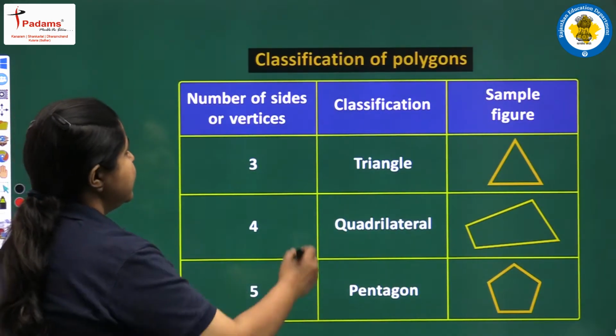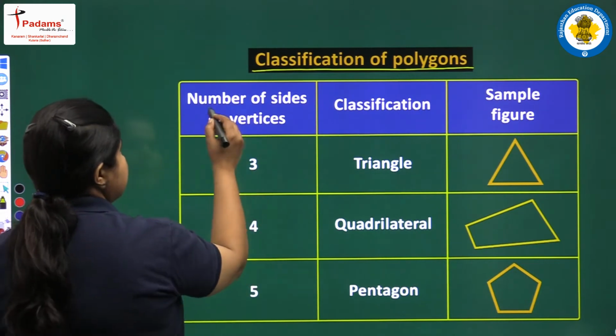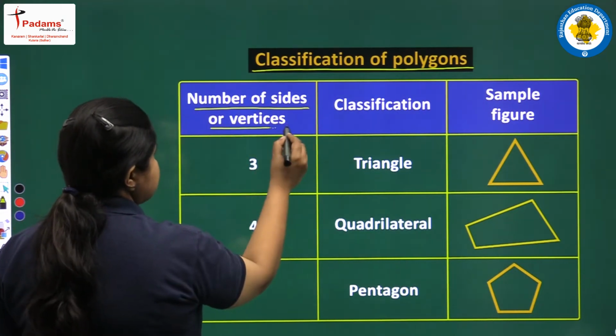Next we take classification of polygons on the basis of number of sides or vertices.